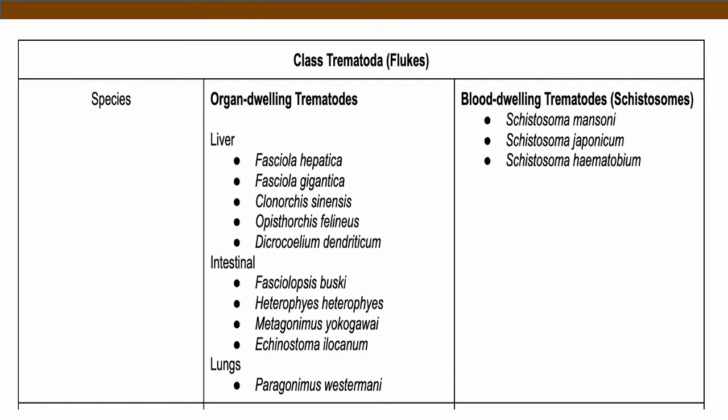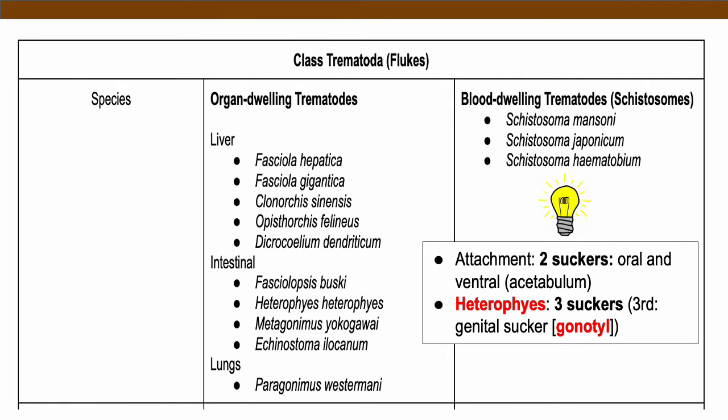So here are the species that we will be discussing under the class Trematoda. The attachment organ that is present in all your flukes is usually in the form of an acetabulum. So there is the presence of two suckers, which are located orally and ventrally. For heterophyids, kindly take note that they contain an additional sucker, which is called your gonotyl. This is located at the genital portion of the parasite. So heterophyid species is special, which contains 3 suckers. The third sucker is also known as your gonotyl.